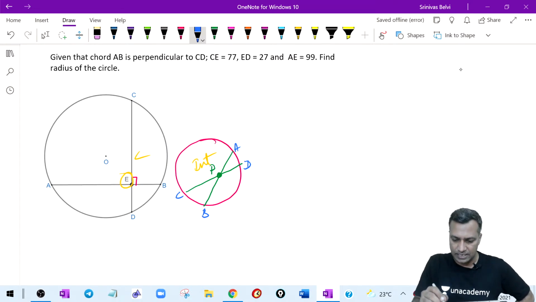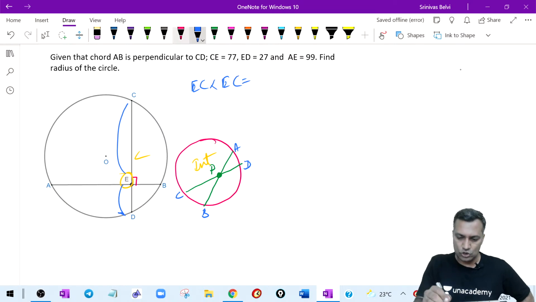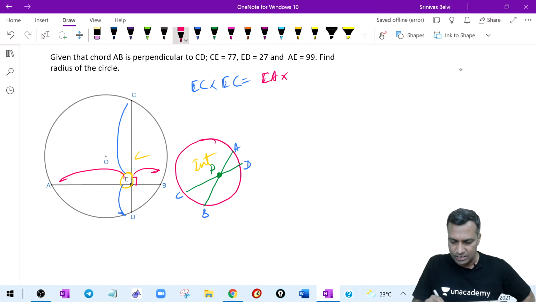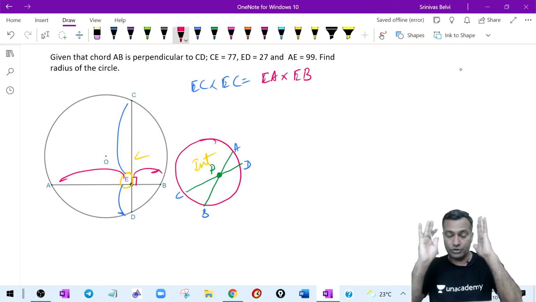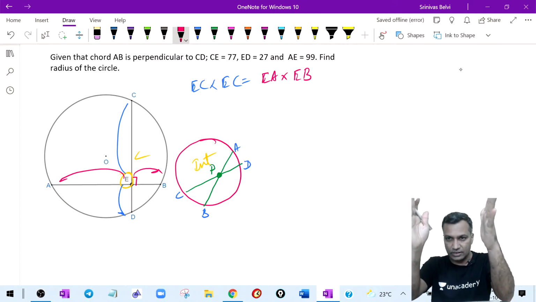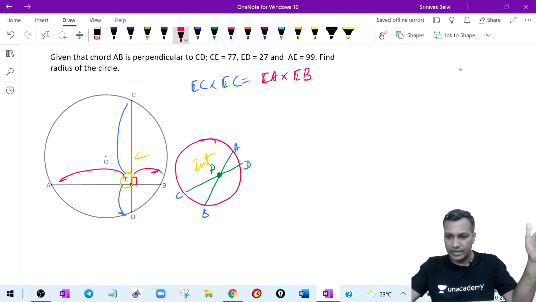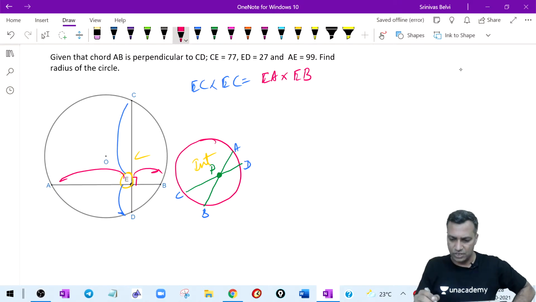Therefore, when I apply this, all distances from E: EC into ED is equal to EA into EB. I do this and get what? Let's understand this. There is a roadmap, which means you are already visualizing certain things. The chord theorems are coming into your picture, but this is where you start.